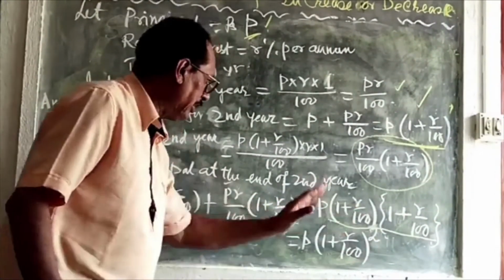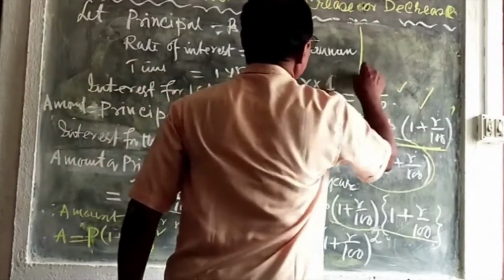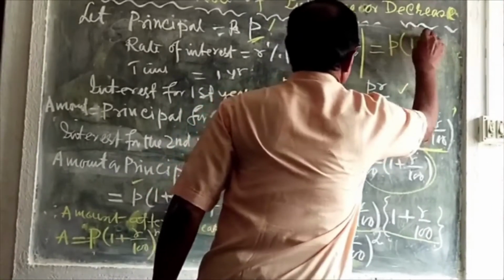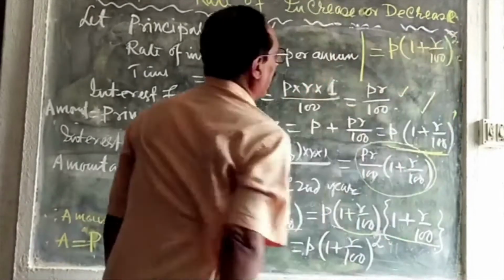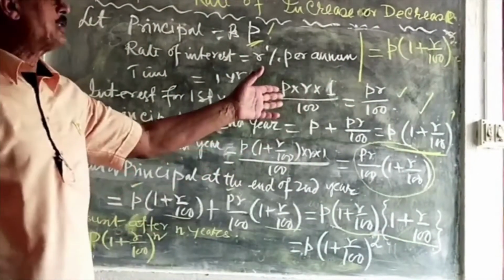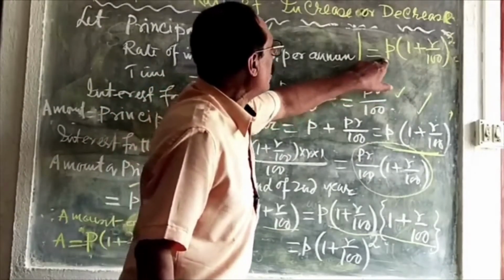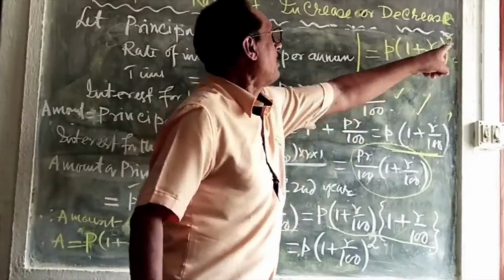So at the end of 3 years it will be coming how much? At the end of the third year it will be coming as P into 1 plus R by 100 to the power 3. Similarly, at the end of the fourth year, how much will it be? The calculation will remain the same, only the power will be 4. If it is after 5 years, the power will be 5.